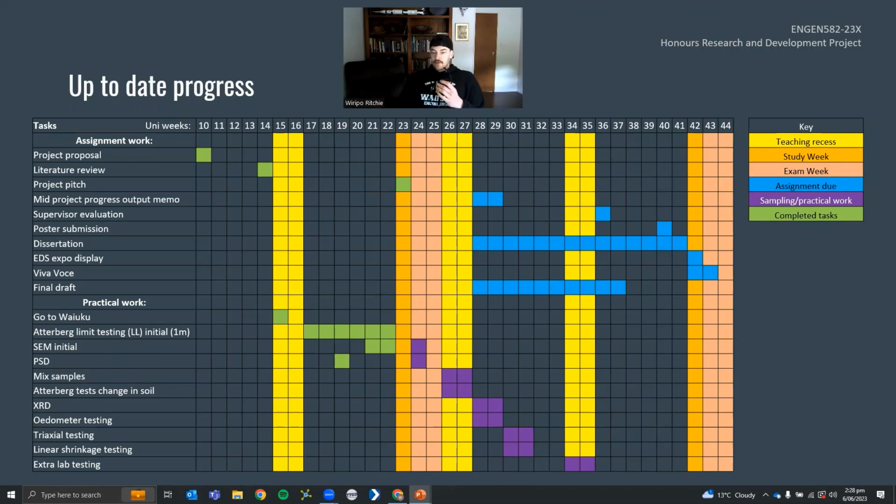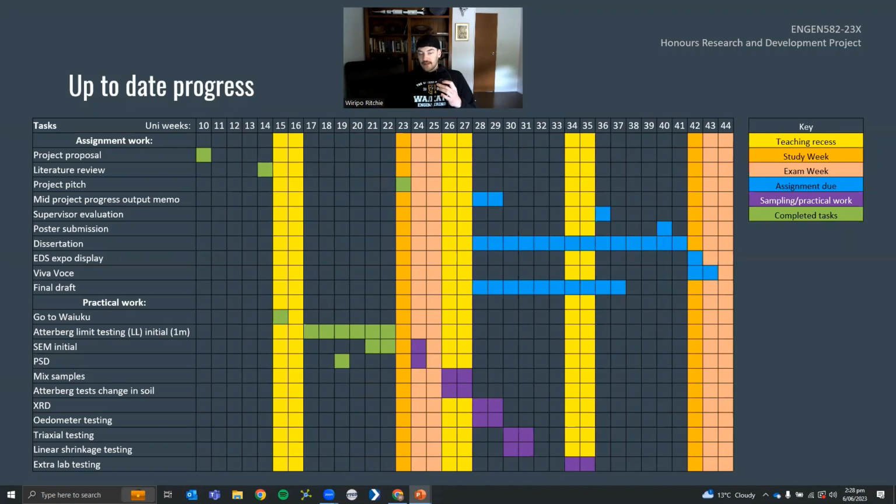In terms of the practical work, we have been to site to Waikato to retrieve the samples required for the lab testing. We have conducted some liquid limit Atterberg limits that will help us get an idea of the plasticity indices for the soils. We have conducted some scanning electron microscopy that will help us get an idea for the microstructure of these expansive soils.